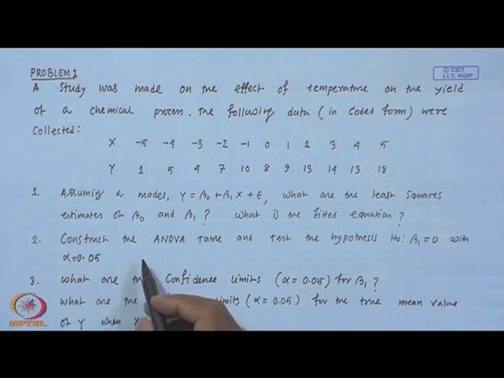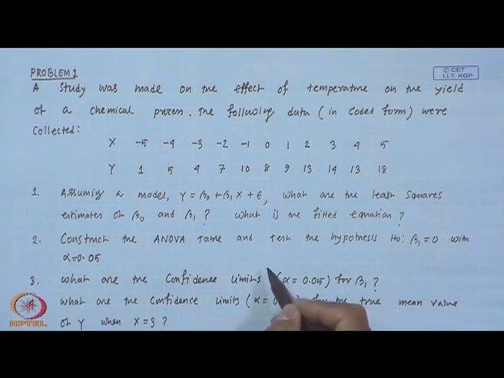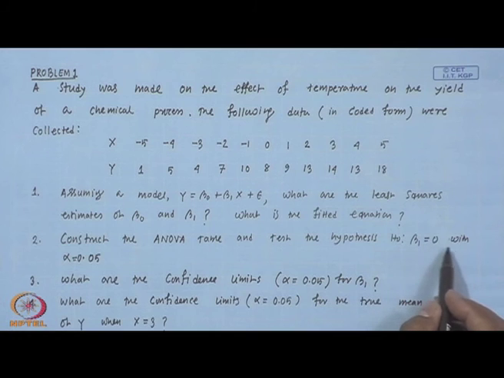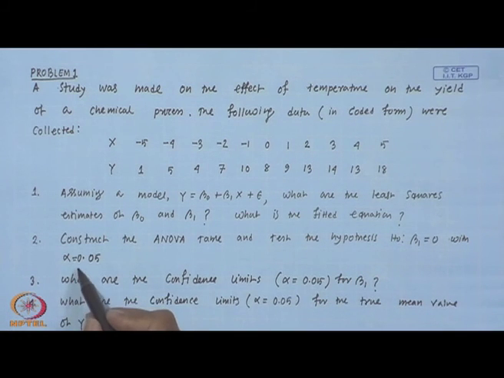And then the second question is construct the ANOVA table and test the hypothesis that beta 1 equal to 0 with level of significance 0.05, and then what are the confidence limits for beta 1, and the fourth question is what are the confidence limits for the true mean value of y when x equal to 3. Let me start with the first one.